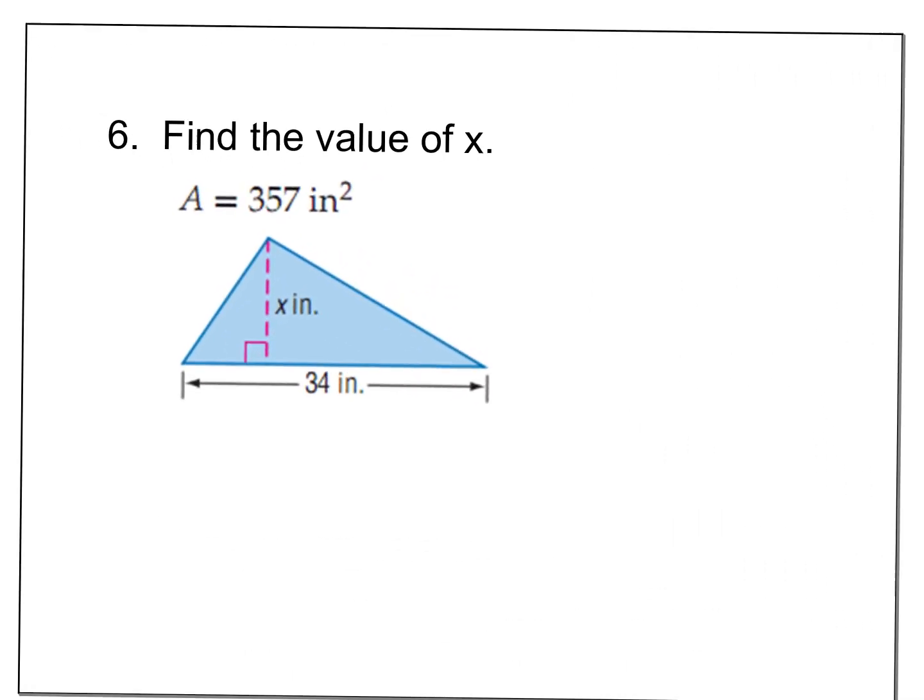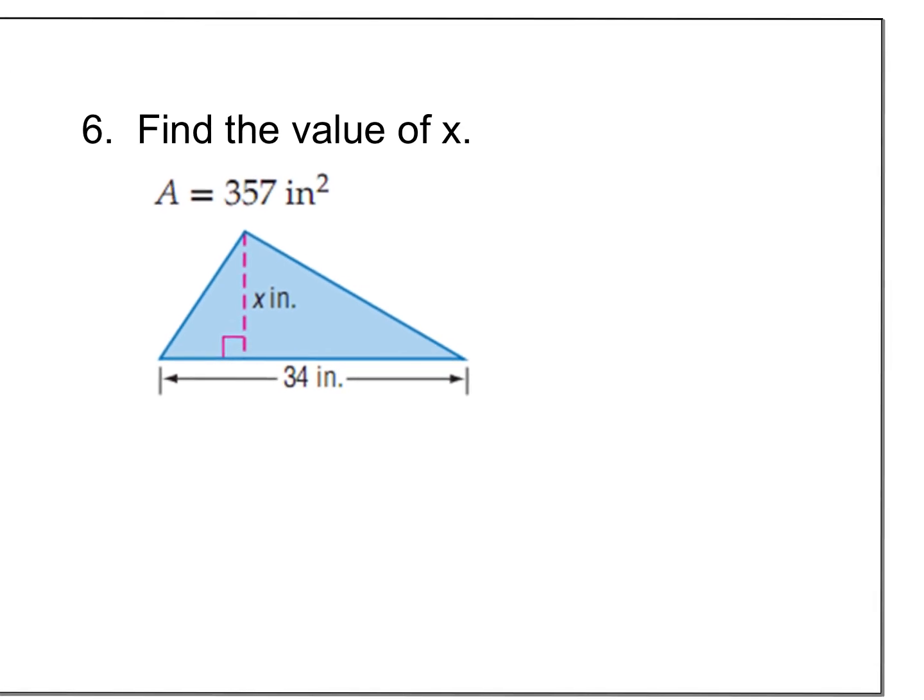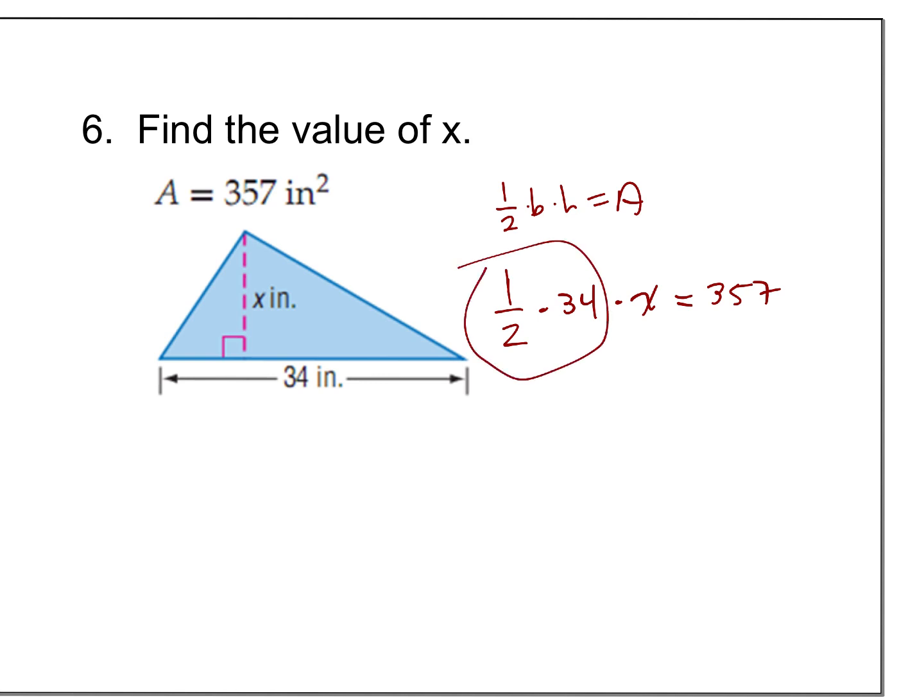Now, just one example working backwards. Area of a triangle: 1/2 base times height equals area. So 1/2, I know the base is 34. My height is x, and that's going to be 357 inches squared. So now I've got to do some algebra here, so I've got to combine this. 34 divided by 2 is 17. So now I take 357 divided by 17, and x will equal 21. So that's my height. That's all I do.